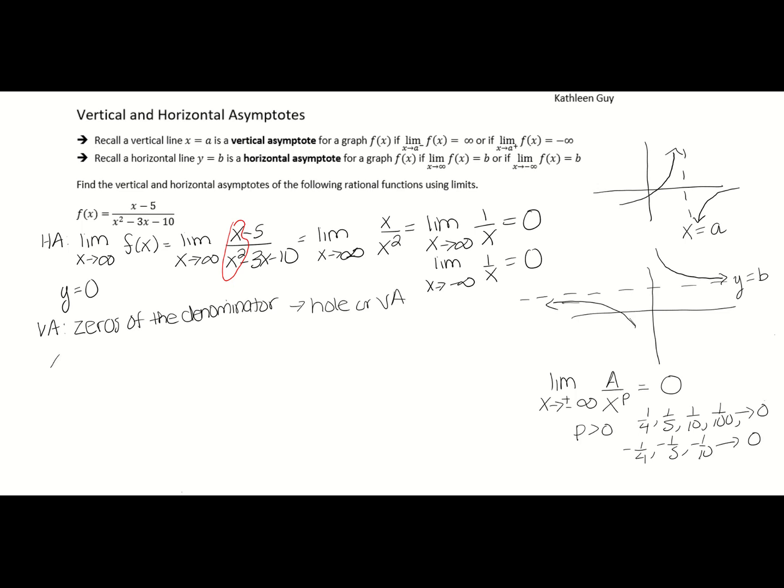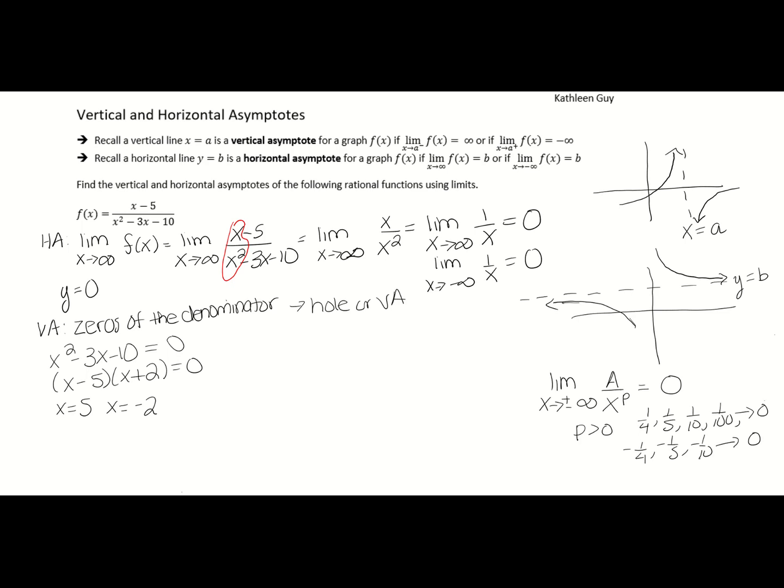So I'm going to take my denominator, which is x squared minus 3x minus 10, and set this equal to 0. So I'm going to have x minus 5 times x plus 2 is equal to 0. This gives me x is equal to 5 and x is equal to negative 2. And I'm going to take the limit of both of those.